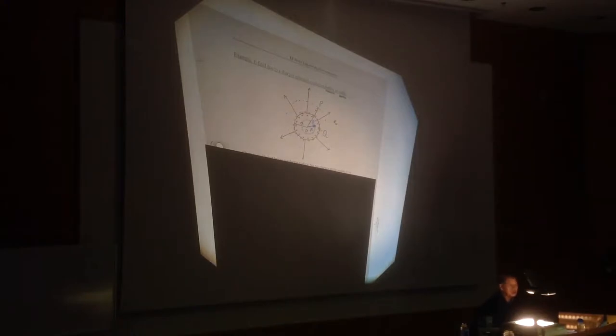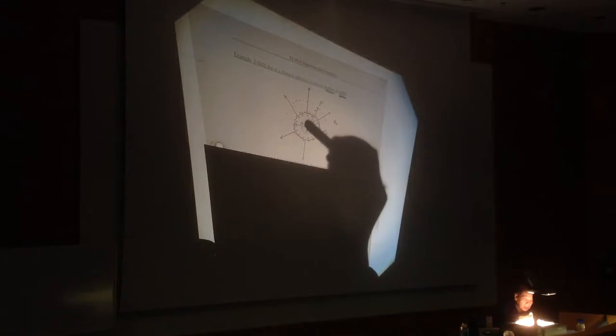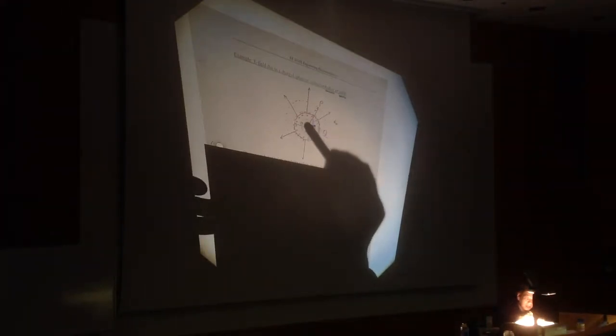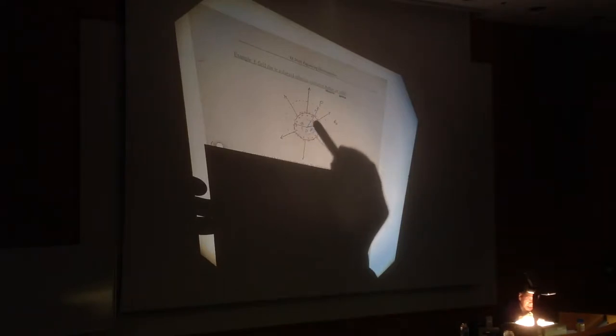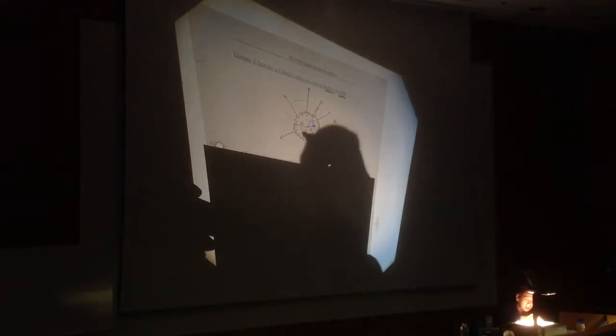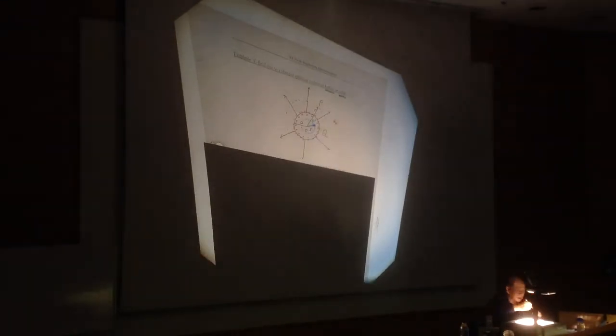So, to do this problem, this is called a spherical conductor, which is hollow. The charge is only on the surface, and there is nothing inside. So there are two regions. One region is r greater than the radius of the conductor. The radius happens to be equal to a. This is a, the radius of the conductor.